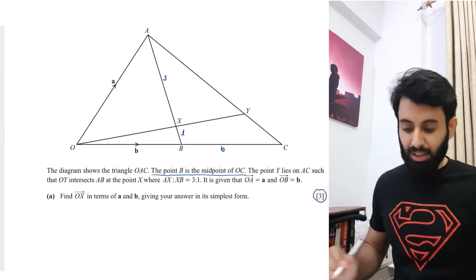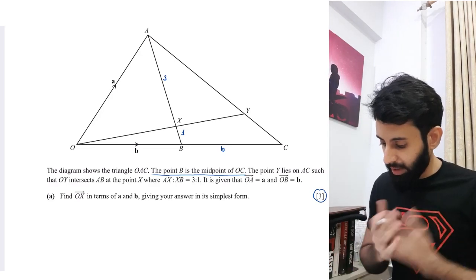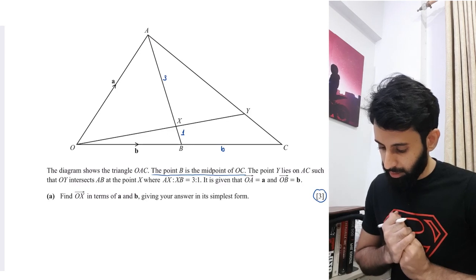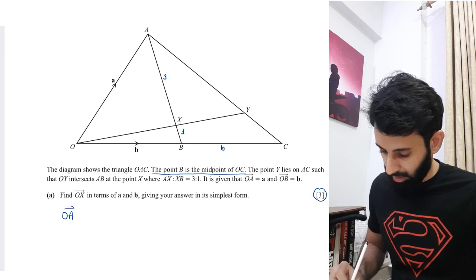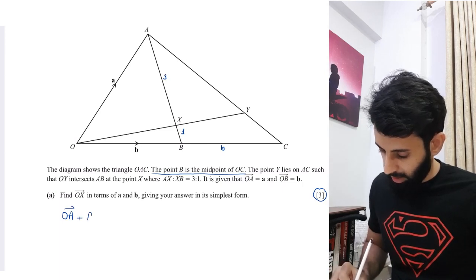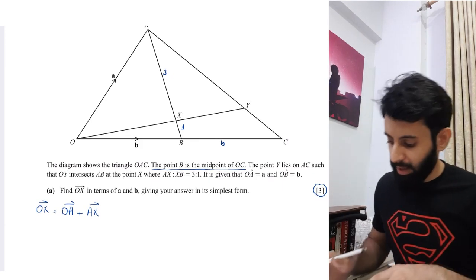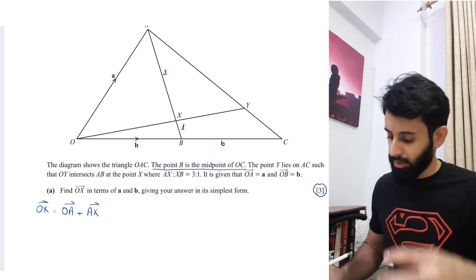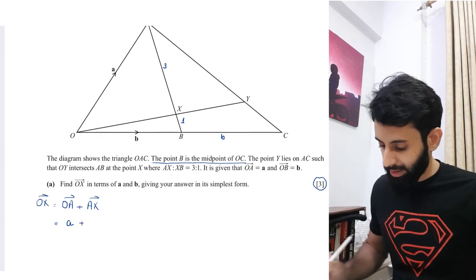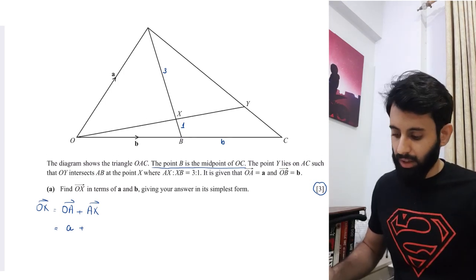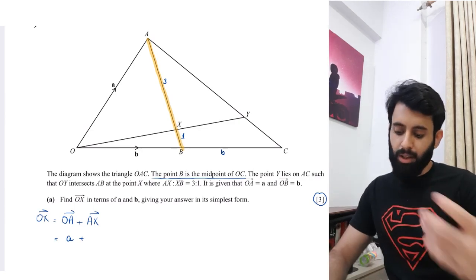If you look at the marks, it's a 3-mark question, so this will require a decent amount of working. Anyway, I need to get my hands on OX. Now let's see what I have to do. In order to find OX, I can go from O to A and then from A to X, and that will take me from O to X. Now I may have one of the two vectors and not the other. OA is given as A. I don't have AX, but I have all the ingredients to work out what AX is equal to. If you come back, AX is part of AB.